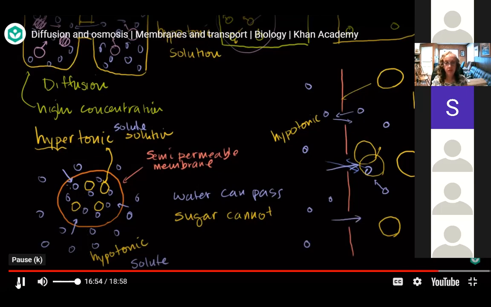And if this thing is stretchable, more water will keep flowing in, and this membrane will stretch out. But we won't go into too much detail here. This idea of water as a solvent diffusing through a semi-permeable membrane is called osmosis.